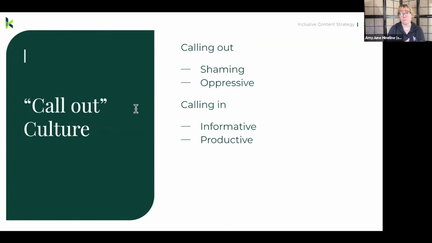Calling in can take the form of a private conversation or DM, and it can be really a time for education. People make mistakes and they're often unaware that they caused harm. So calling in can be a more productive form of dialogue. And when someone corrects the misuse of your pronouns, say thank you and not sorry. Just moving forward is a good thing.